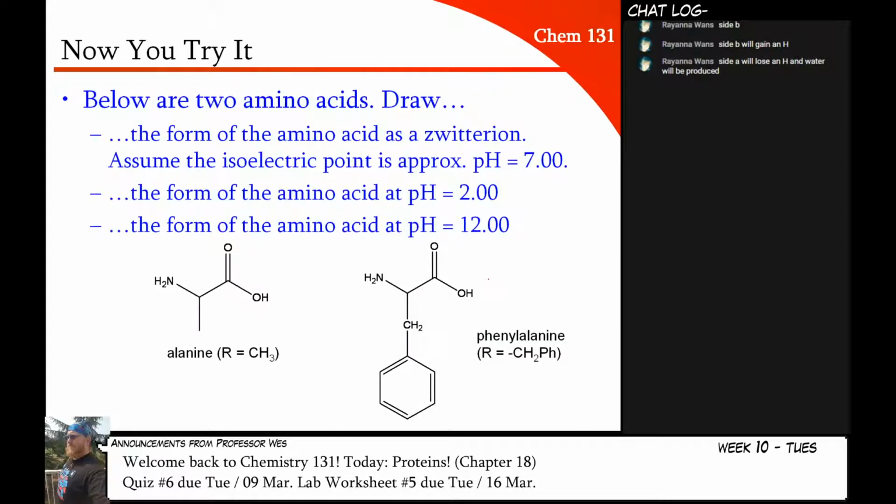All right, so down here, I have two different amino acids. On the left, I have alanine, and on the right, I have phenylalanine. And this is really just to get you used to drawing structures. So what I want you to do is draw each of these ions as a zwitterion, assuming its isoelectric point is about 7, and it is, it's like 6 point whatever. And then tell me what the amino acid looks like when it's at pH 2, and then what the amino acid looks like at pH 12.